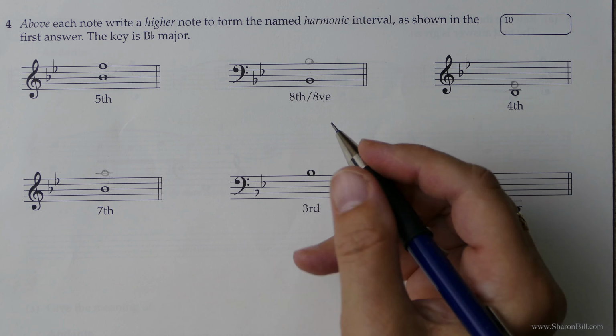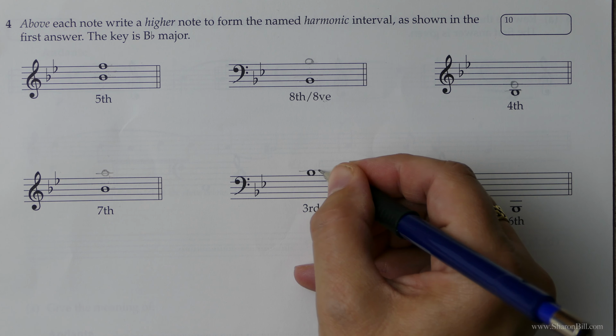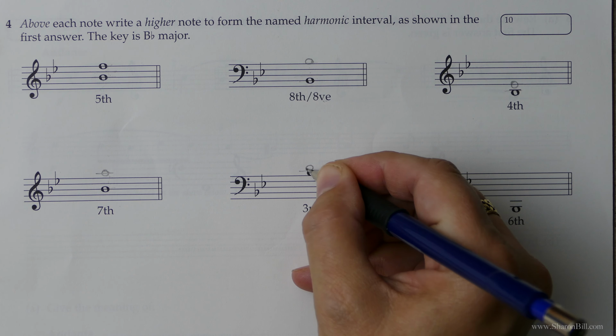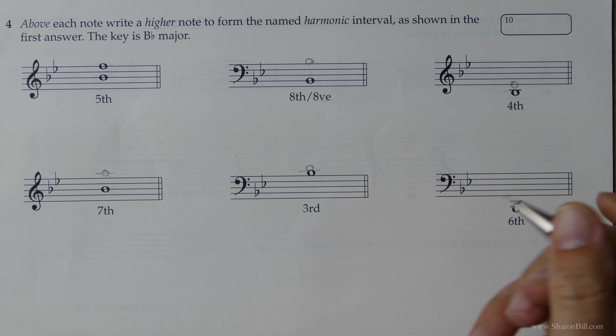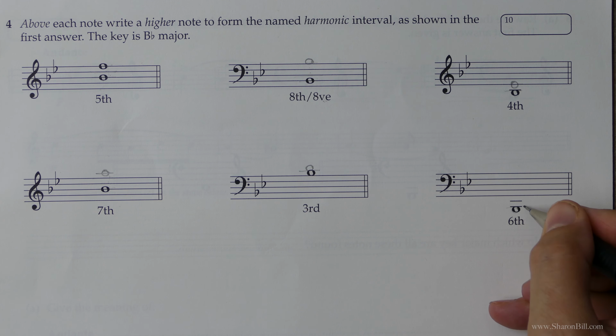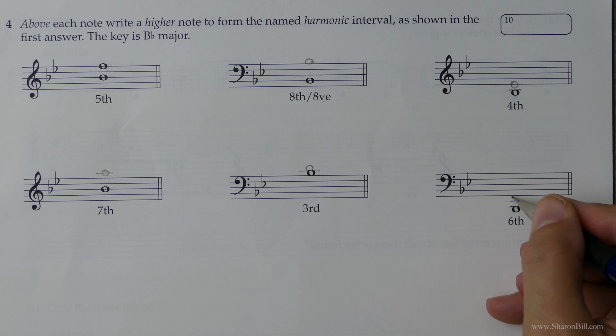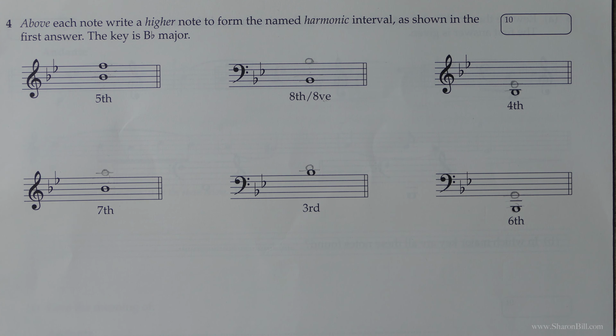There. 1, 2 is the ledger line. 3 takes us to the space above that. And then 1, 2, 3, 4, 5, 6 takes us to the line. There we go, that's that question completed.